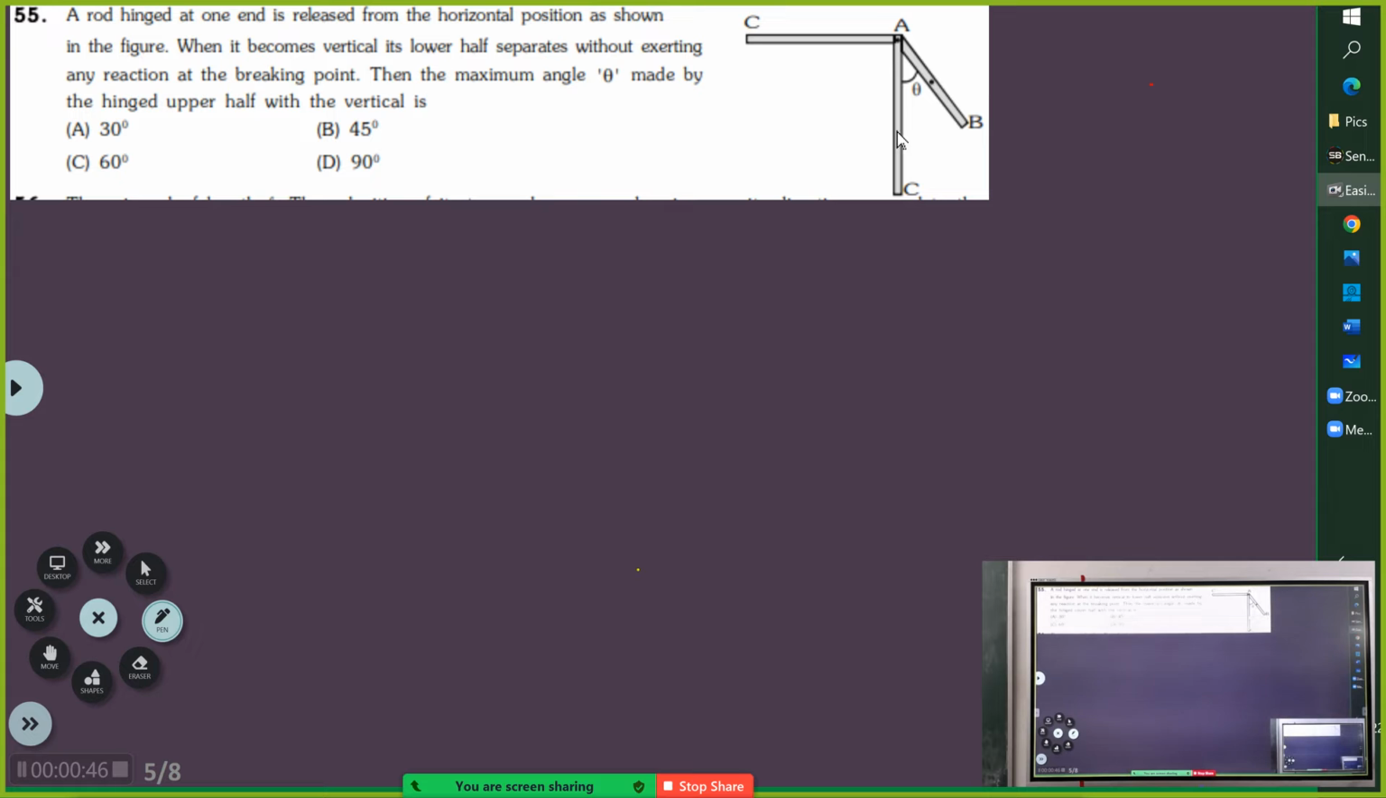Hello. See, this rod has been broken here. What did you do here after it breaks? How did you account for the energy? It is not exerting any reaction at the breaking point, sir. And also they have not given anything about A, so we will consider it frictionless.